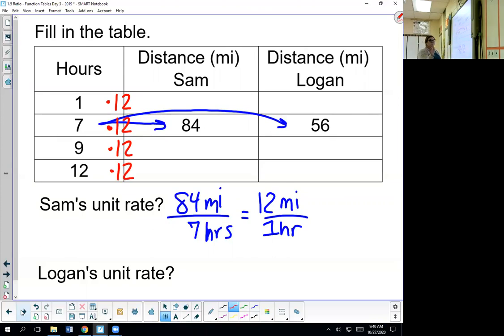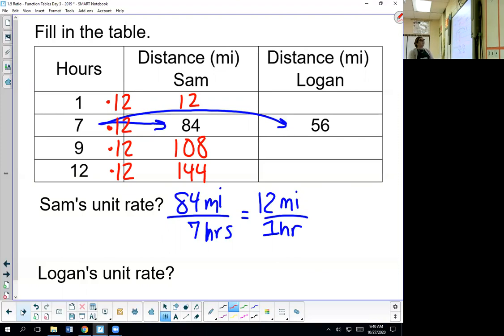Okay, I'm doing one step at a time. Just going to get Sam done. 1 times 12 is 12. 9 times 12 is 108. You know your 12s, it makes it easier. 12 times 12 is 144. I am now done with Sam.